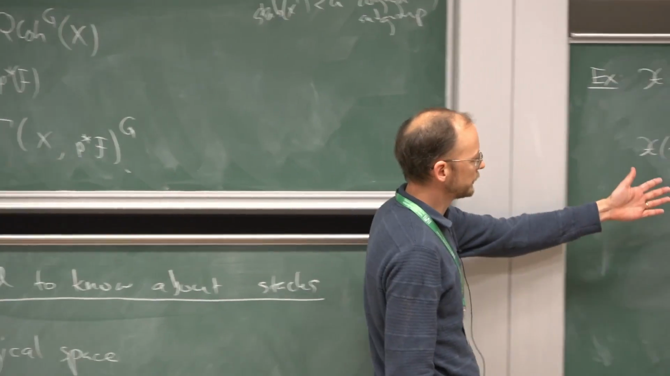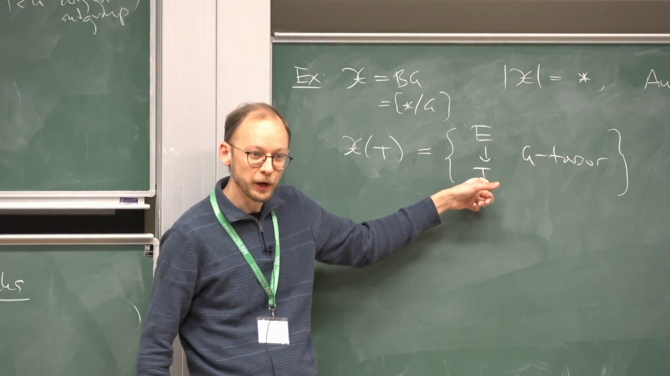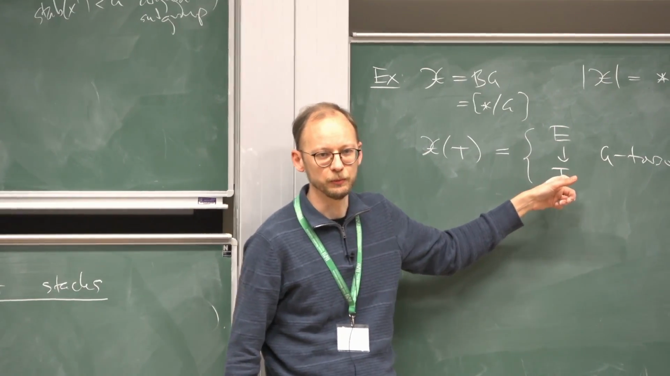And the reason that I have a one-point space here is that if I work over an algebraically closed field, then all the G-torsors will be trivial. So it's only a trivial G-torsor.